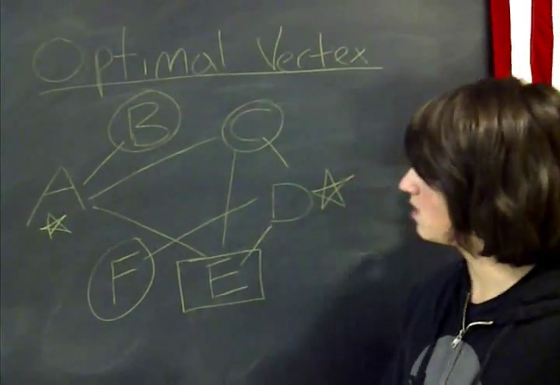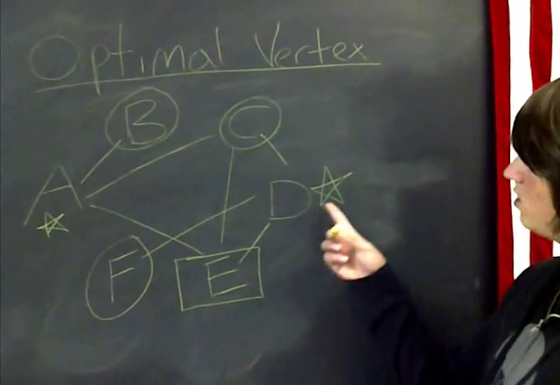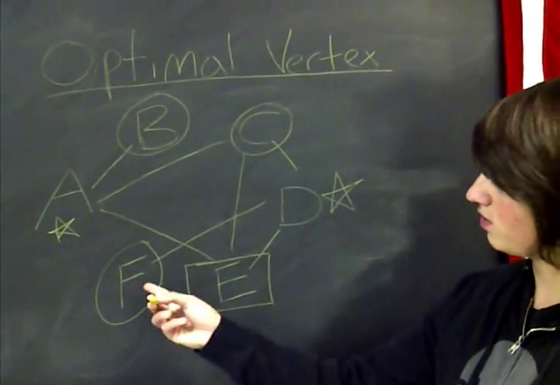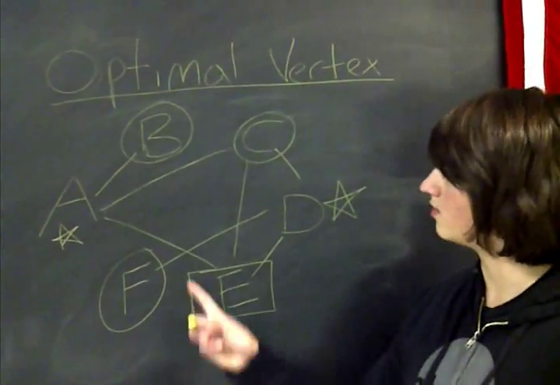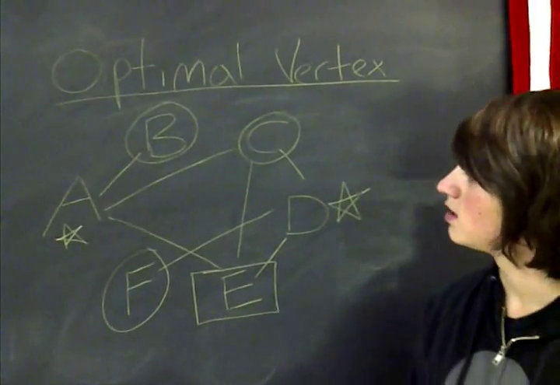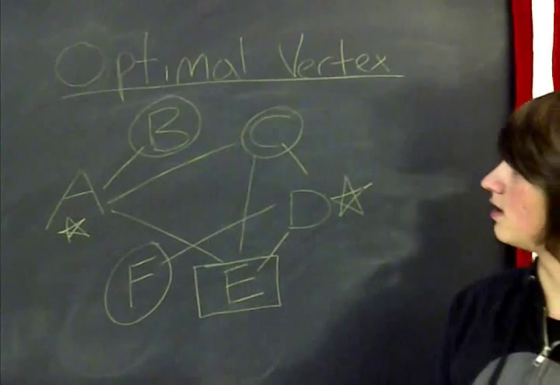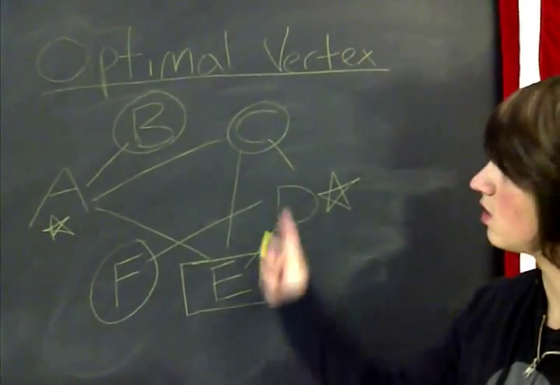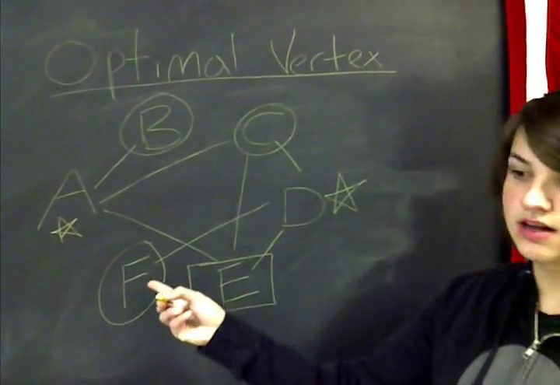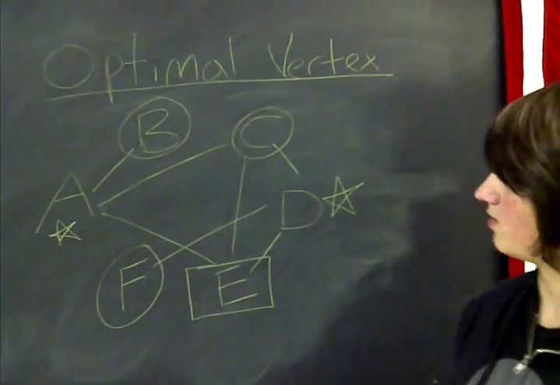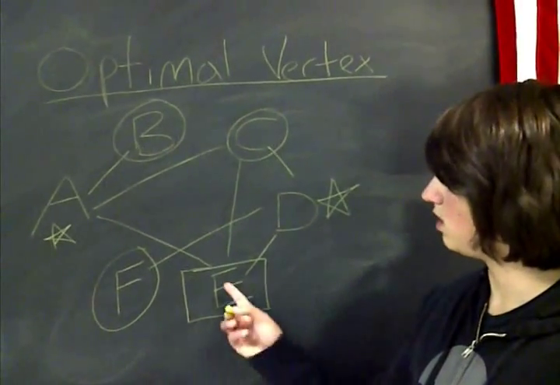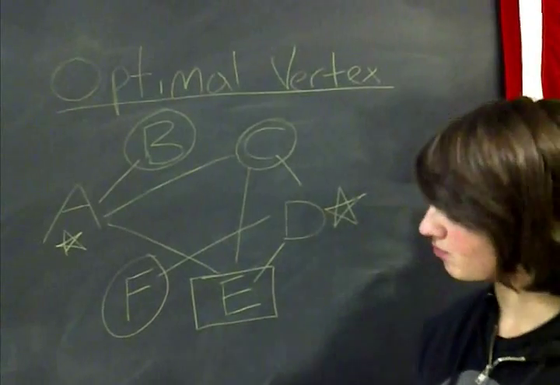So what we have left is F and D. We gave the star to D, and then F couldn't get a star because there's a line connecting D and F. The next one we did was circles, so we gave it to B, and there's no line connecting B to C, so we gave C a circle, and then there's no line connecting F to either of those two, so we gave F a circle also, which only left us with E, which we just gave a rectangle.